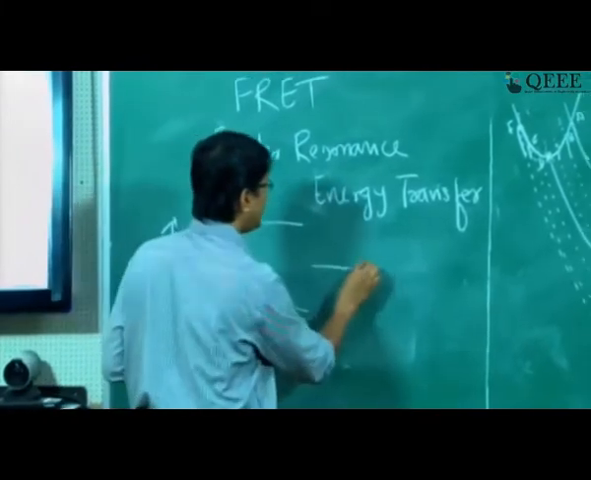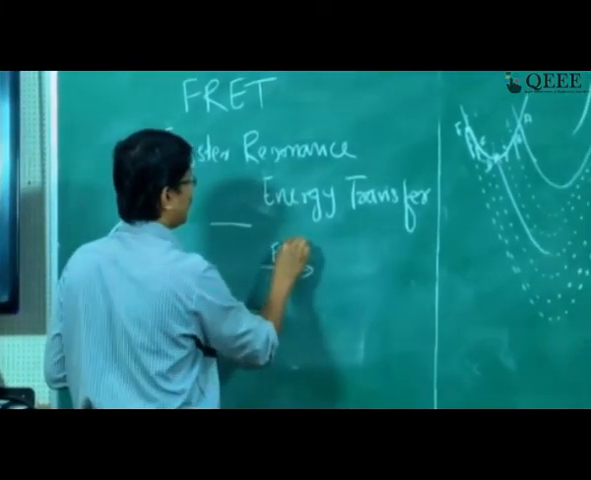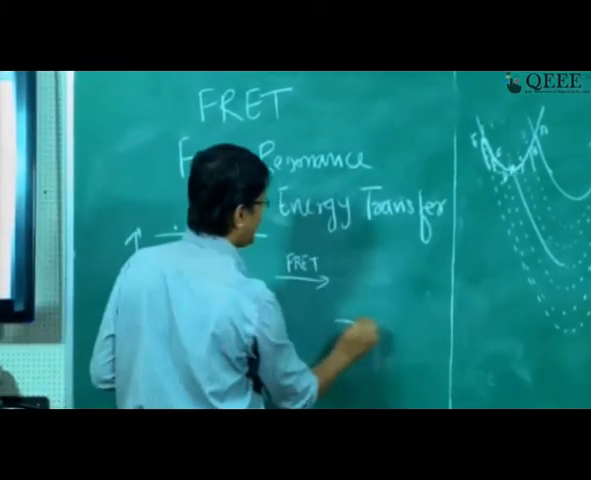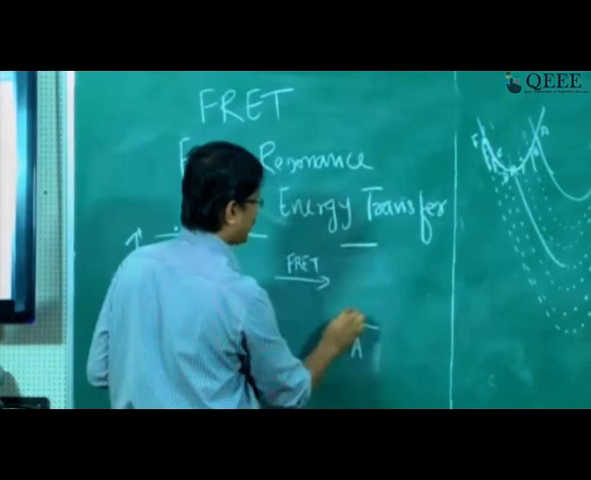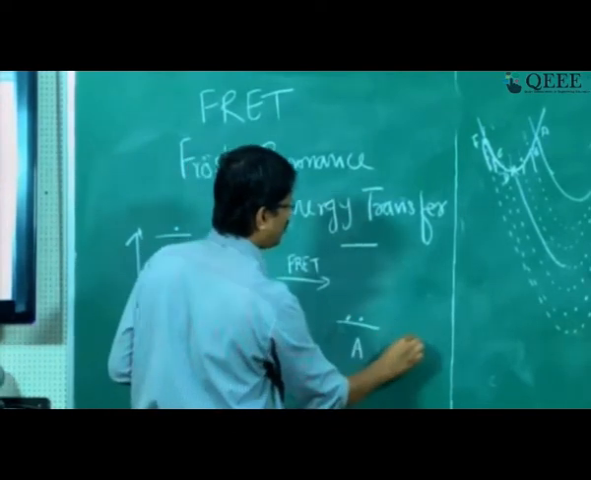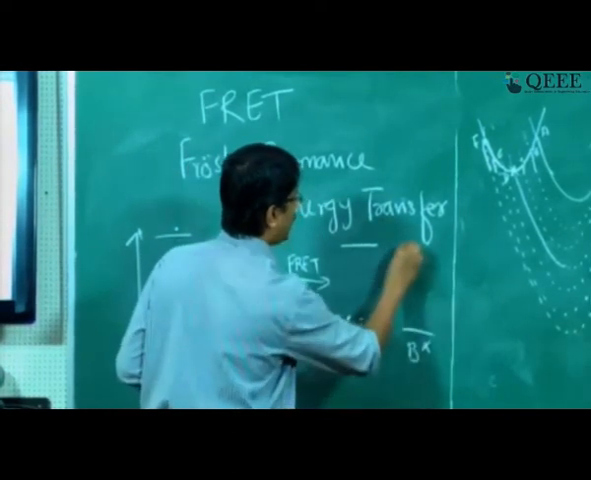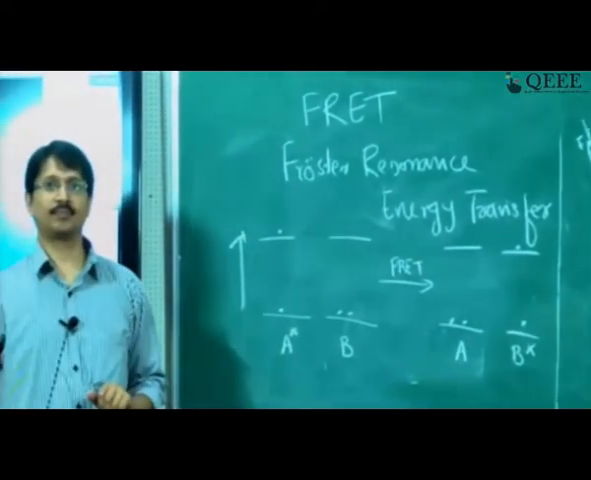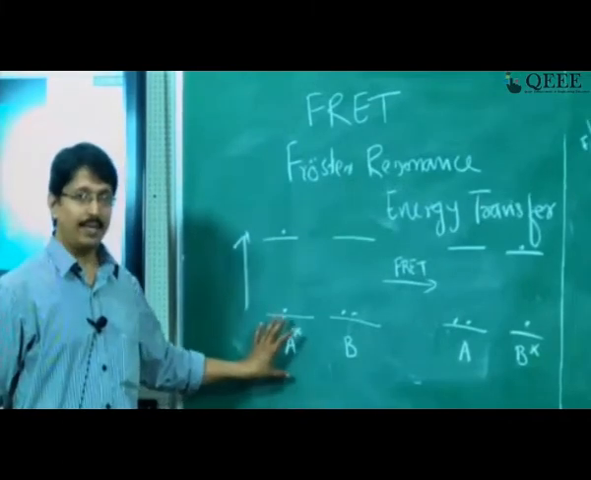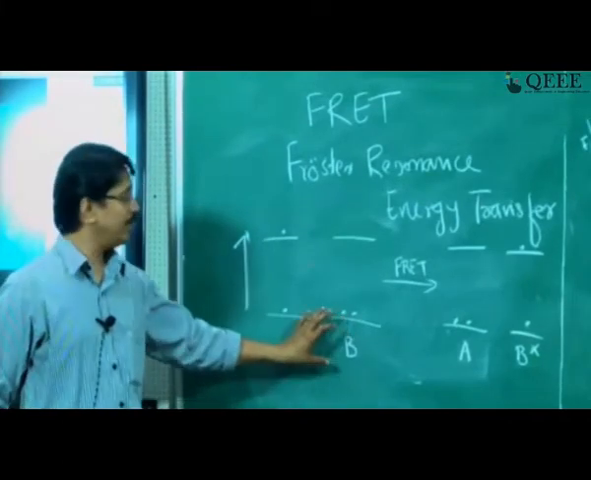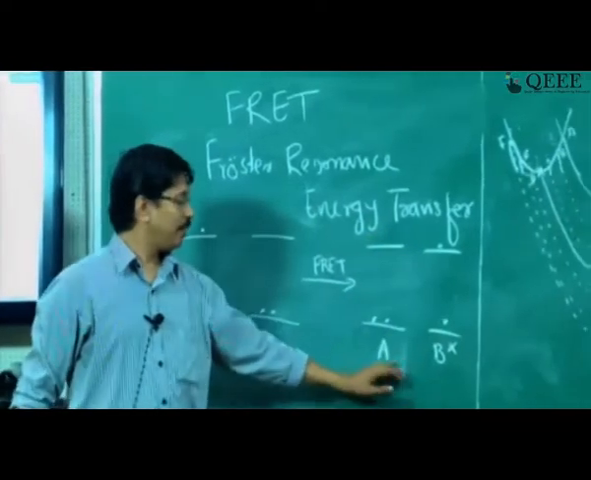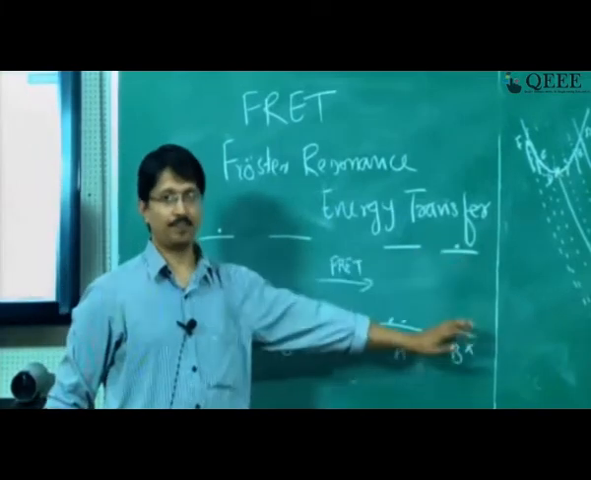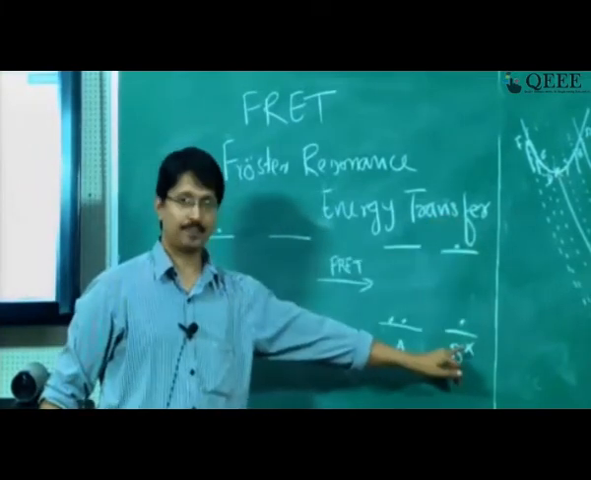So after energy transfer, FET is a particular type of energy transfer. After energy transfer, what you see is A in the ground state and B in the excited state. So initially you start with A in the excited state and B in the ground state. You end up in the reverse order because energy of A is getting transferred to B. So B will be in the excited state now. That's why we said B star.